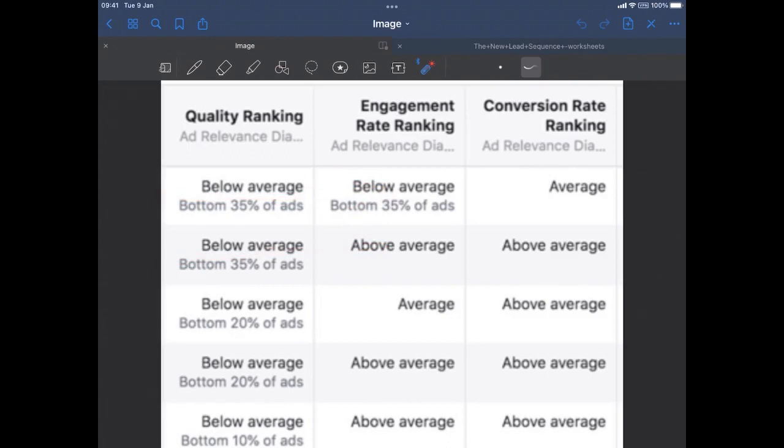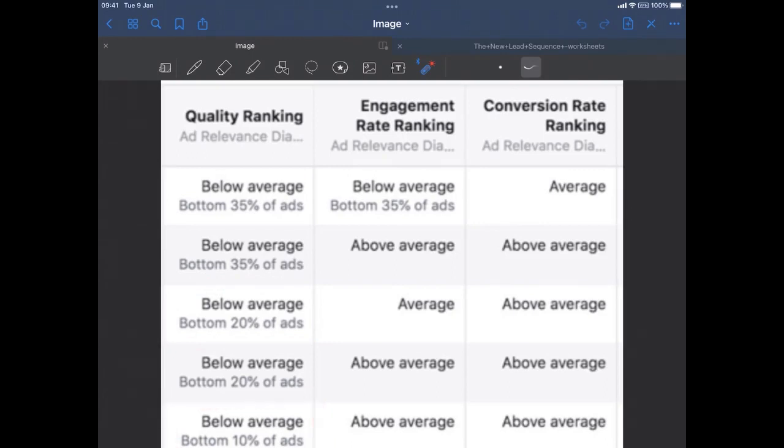Now, there are 5 levels that you can be measured at by Facebook according to each of these metrics. Okay, the highest is above average. Then you have average. Then you have below average, bottom 35% of ads. Then you have below average, bottom 20% of ads. And then you have below average, bottom 10% of ads.